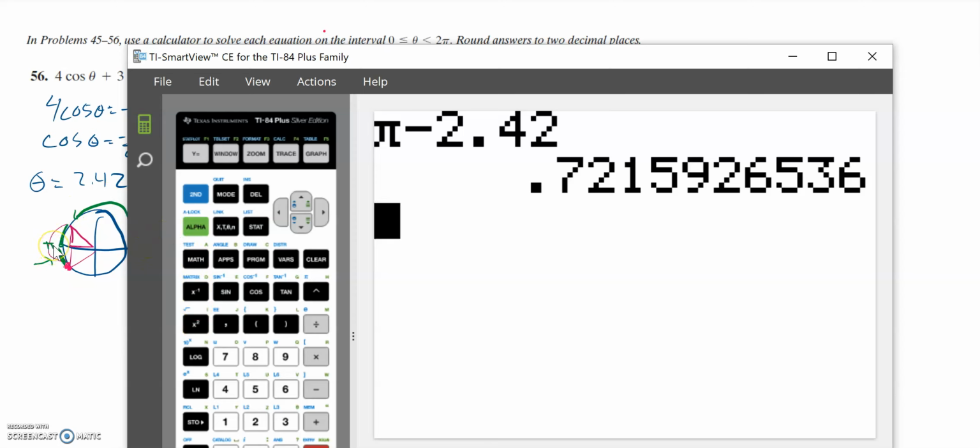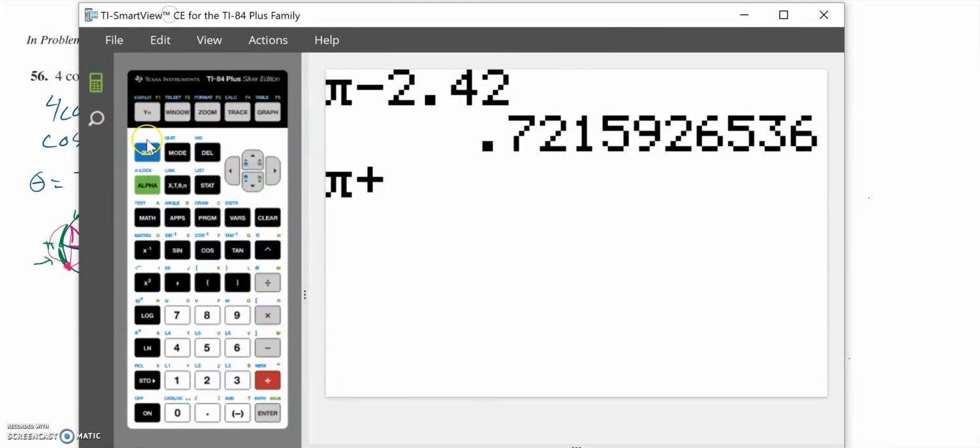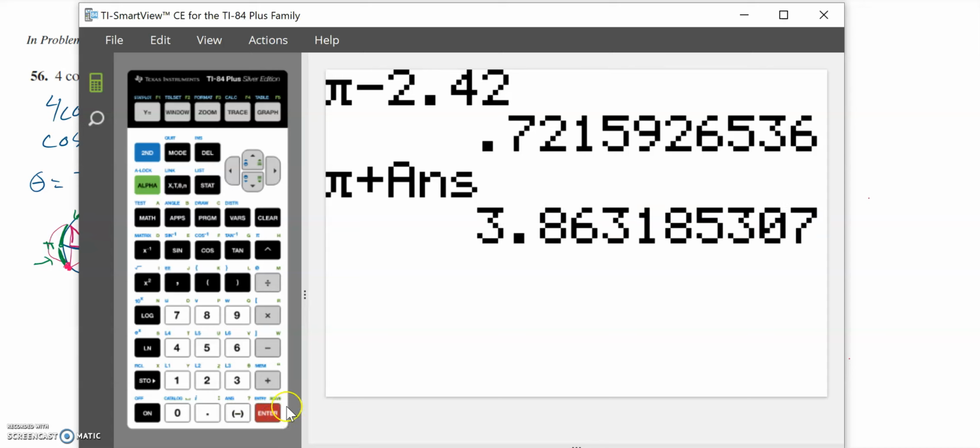My radian, my theta is pi, and now I'm going to take my theta and add on that 0.72 to pi. So I need second pi plus, instead of typing that answer up, I'm going to be clever here and use the second ANS, that's the second negative button there, and it'll give me the exact answer I'm looking for. So this as well, it's approximating because it is an irrational number.